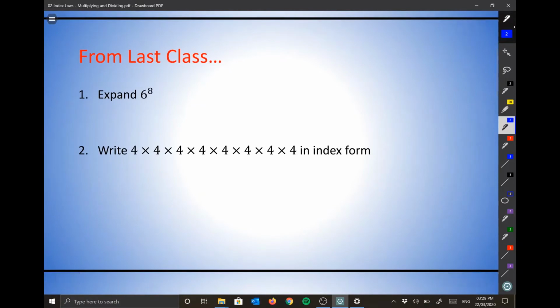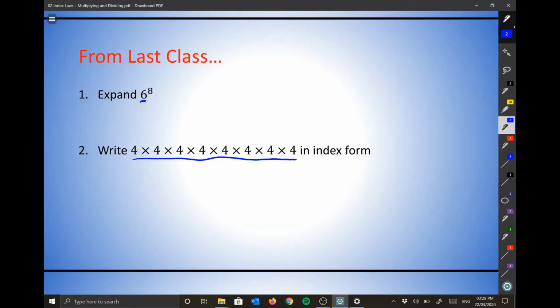Let's quickly recap what we were doing on Friday, looking at index notation and expanded notation and how to convert between the two. So what I'd love for you guys to do right now is pause this video, write down these two questions in your book and come up with an answer for yourself. And when you start the video in a second, I will show you what my answers are.